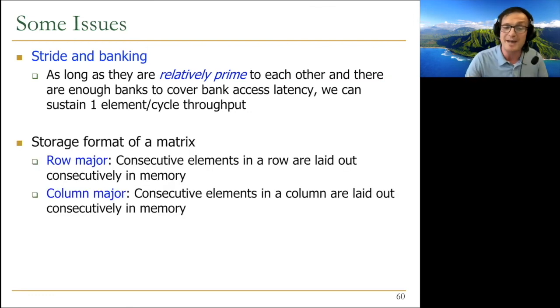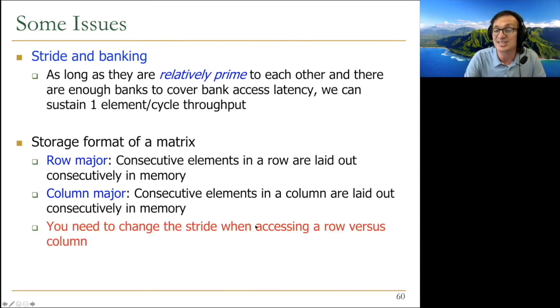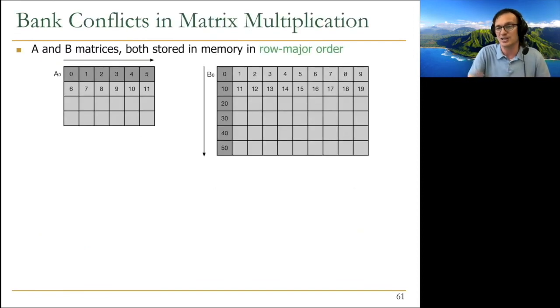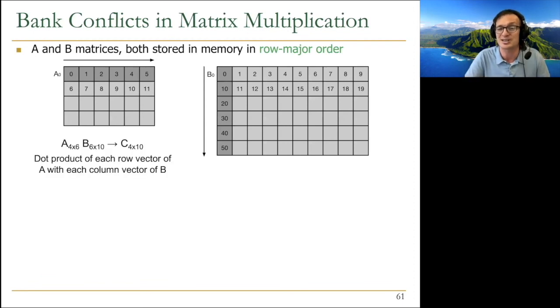So storage format that we also discussed in the beginning very much determines this issue also, basically, whether you can make things relatively prime to each other. Row major, as we discussed, consecutive elements in a row are laid out consecutively in memory. Column major, consecutive elements in a column are laid out consecutively in memory. And you need to change the stride when accessing a row versus column, because you cannot have both formats at the same time for the same matrix. You could, but now you run into a lot of other issues if you do. And I'm already showing you the slide that I showed you earlier, right? Just to jog your memory.